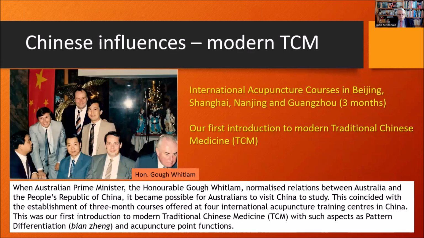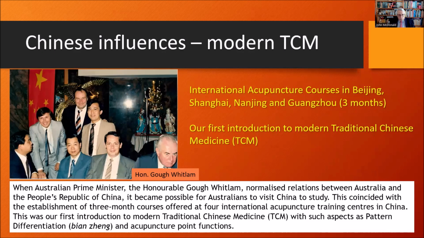When Australian Prime Minister, the Honourable Gough Whitlam, normalised relations between Australia and the People's Republic of China, it became possible for Australians to visit China to study. This coincided with the establishment of 3-month courses offered at 4 international acupuncture training centres in China.